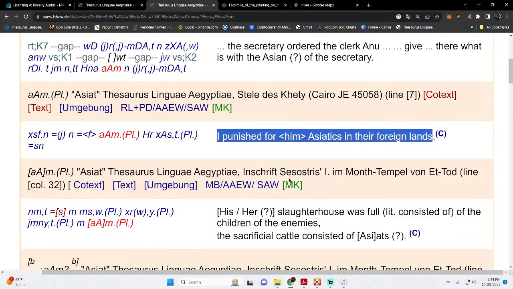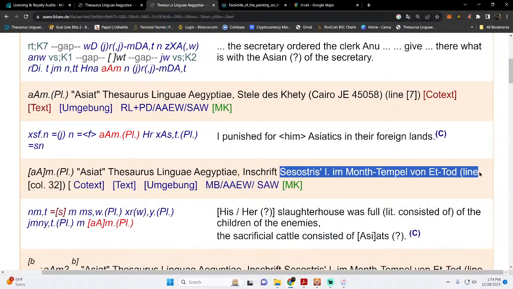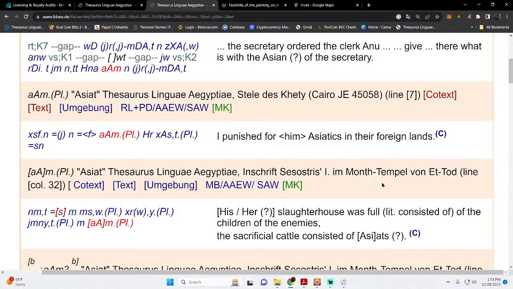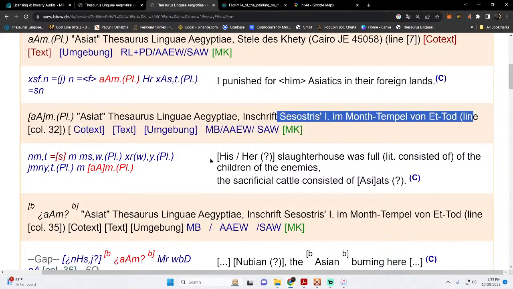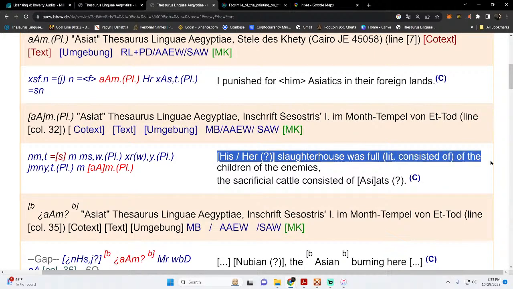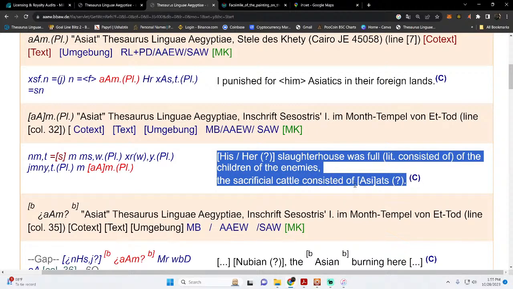In the third context, we're at the time period of Sinuhe, who obviously reigned and prevailed over Mentuhotep, because Mentuhotep was the 11th dynasty, Sinuhe the 12th dynasty. He got a problem with people from the south. He also is really politically strong on making sure Egypt ain't got a problem with them no more. There was not such a big contingency coming from Asiatics, as you can see from statements like this. The next time he mentions them: his slaughterhouse was full, consisting of children of the enemies. The sacrificial cattle consist of Asiatics.